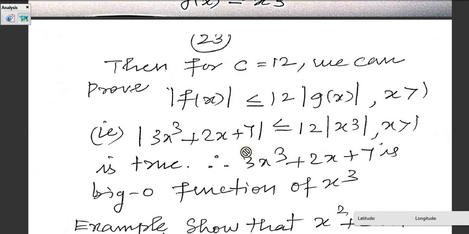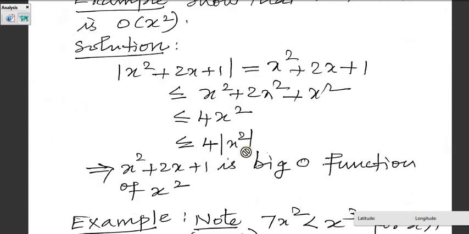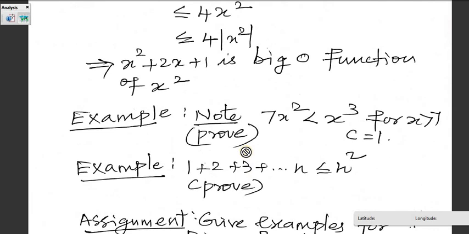So in another class I will explain what a big omega function is.